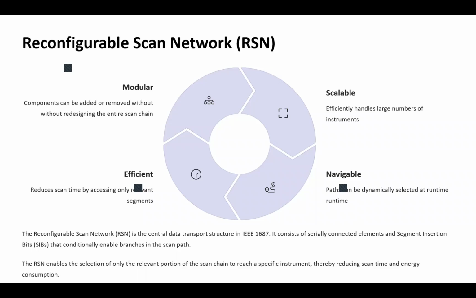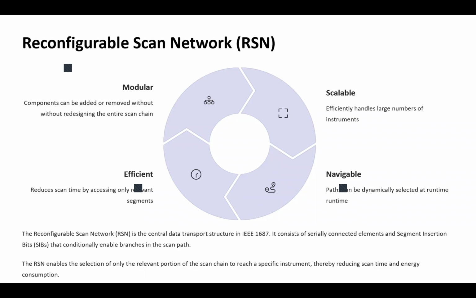So as the chip grows more complex, basically the number of embedded instruments increases, so the RSN avoids the inefficiency of scanning through everything by only activating the necessary scan path.